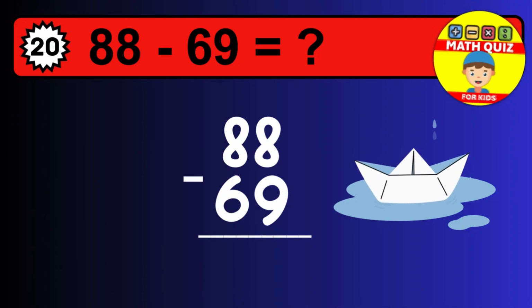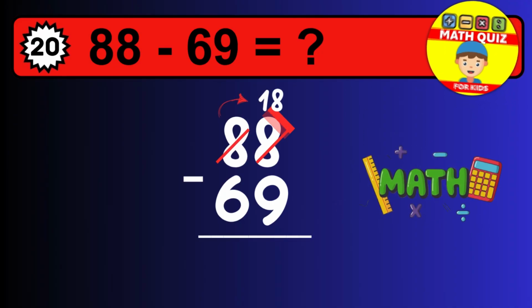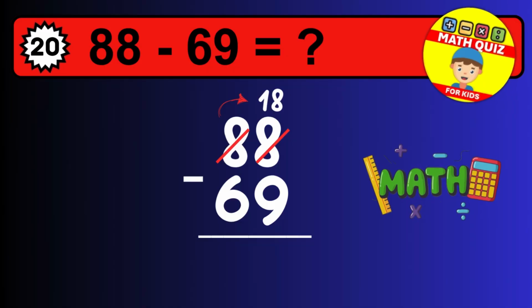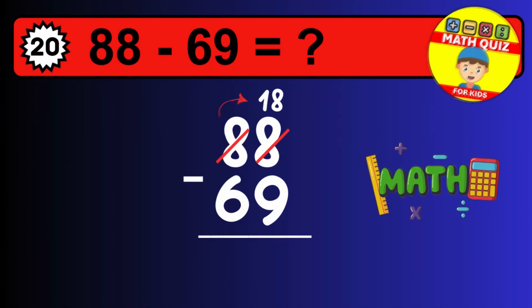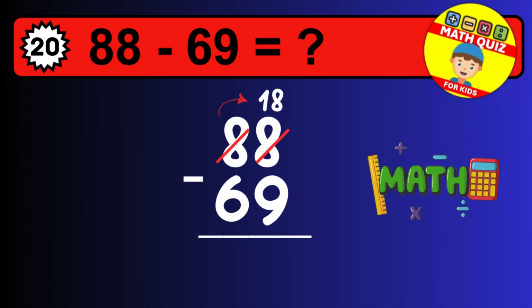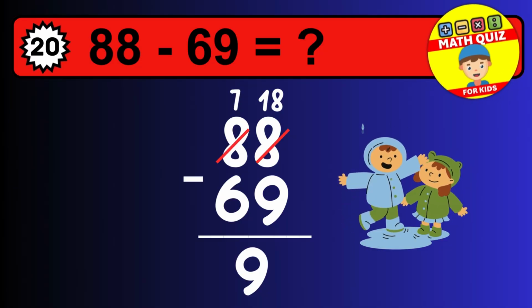Let's solve this step by step. We start with the units. 8 minus 9 is not possible, so we need to regroup. We take one 10 from the tens column. Now we have 7 tens, and the units become 18.